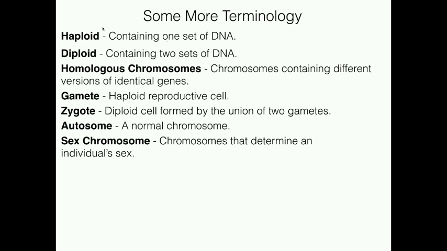We have some terms for these types of cells. Haploid means that you contain one set of DNA. Diploid means that you contain two sets of DNA. Humans are diploid creatures. You have two copies of every gene in your body. You got one of those copies from your mom, and you got one of those copies from your dad. That's what makes you diploid. You have two copies of each DNA strand of each gene.